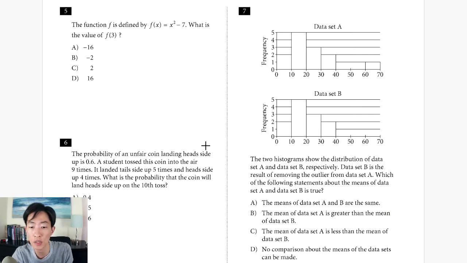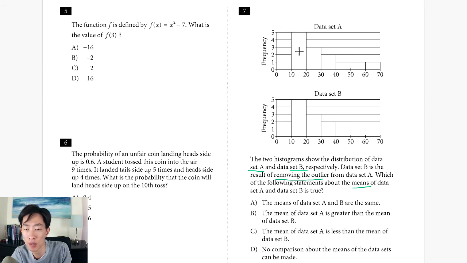Question 7, it says the 2 histograms show the distribution of data set A and data set B respectively. Data set B is the result of removing the outlier from data set A. Which of the following statements about the means of the data set A and B is true? So let's look at what's going on. They said B is a result of removing the outlier.